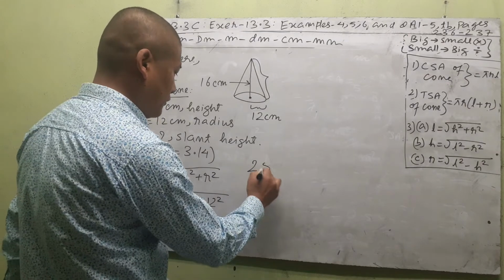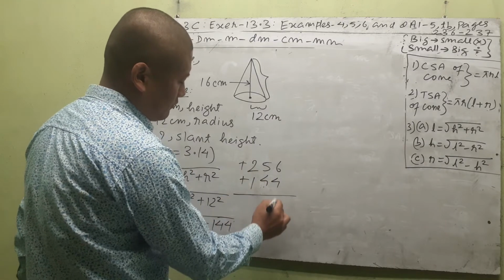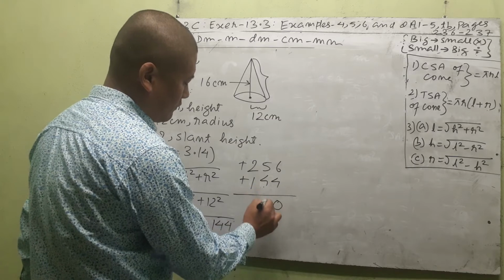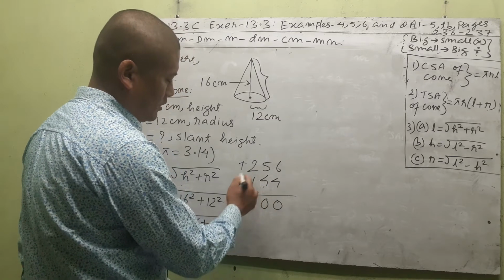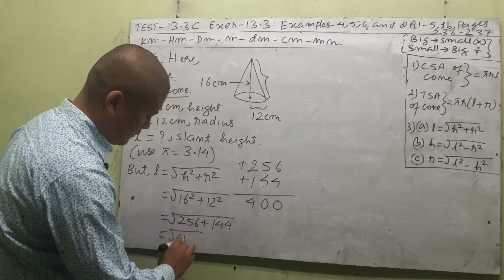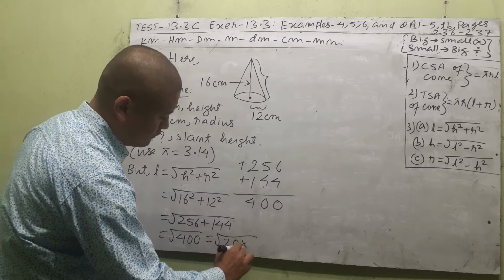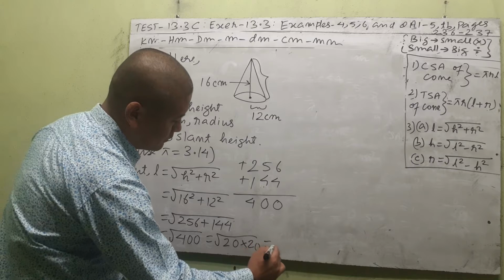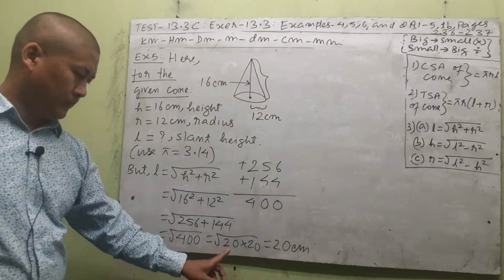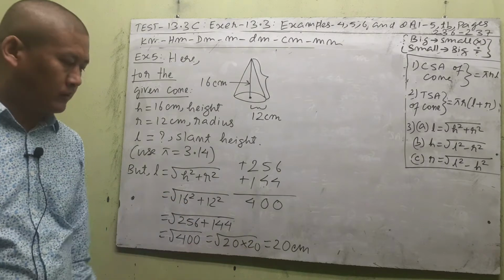So if we add 256 to 144, both are plus, so we add. 6 plus 4, 10. 1 in hand. 5 plus 4, 9 plus 1, 10. 1 in hand. 2 plus 1, 3, plus 1 remainder, 4. So root over 400, which is simply root over 20 into 20, isn't it? So that will be equal to 20 centimeter. Double 20 will come out as single 20, 20 into 20, 400, right?